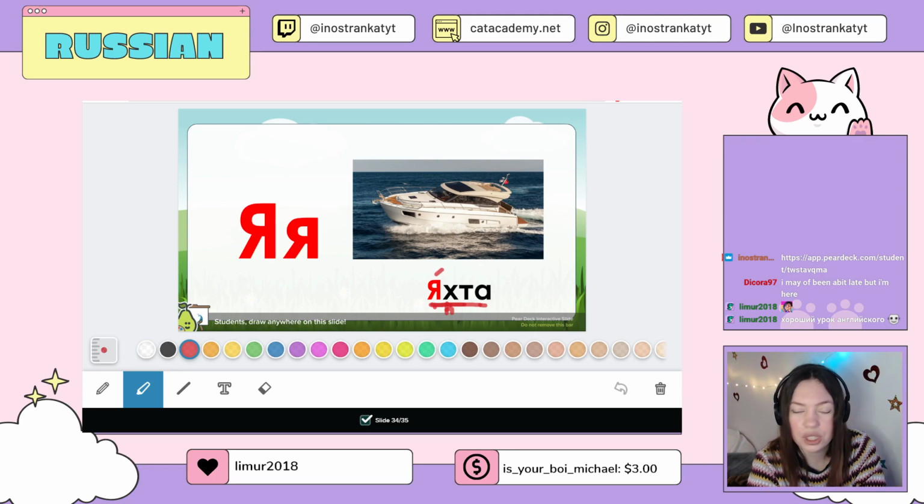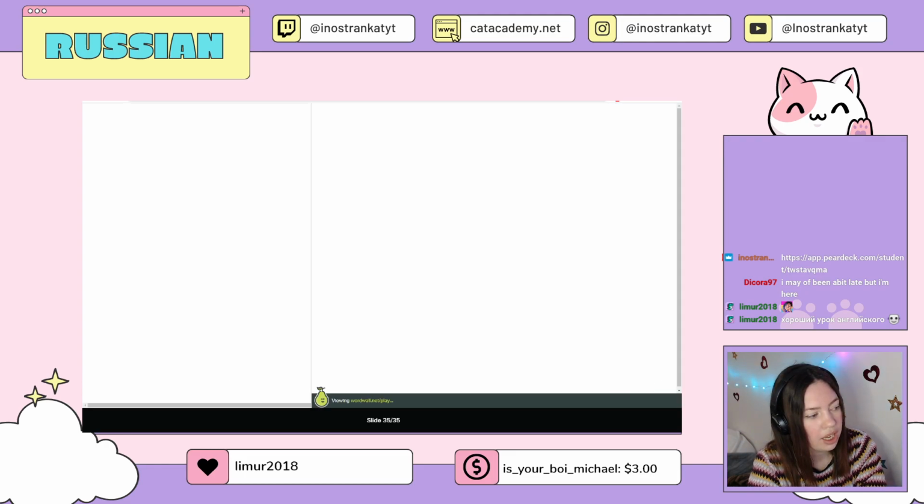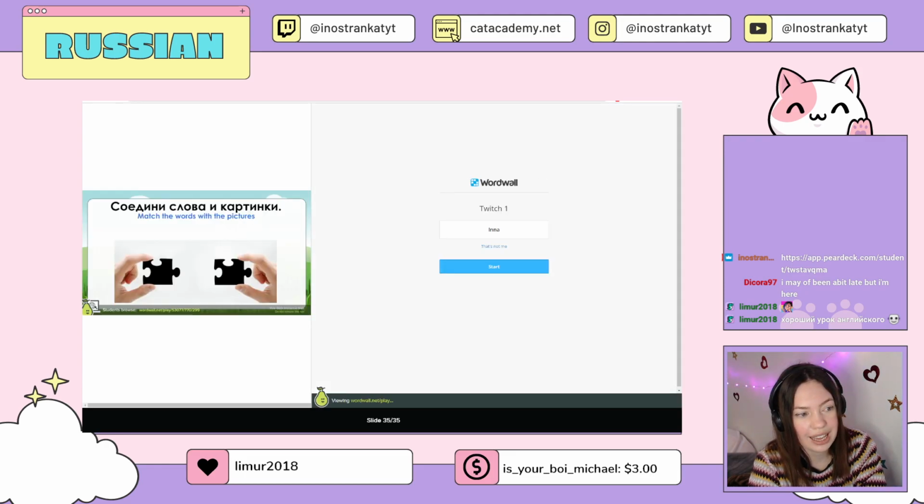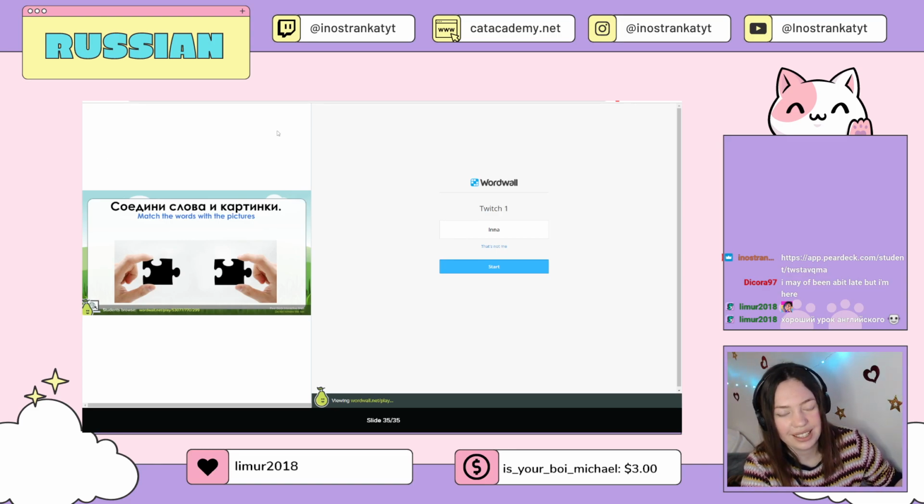I just want to encourage you to think of more words that could be similar between Russian and maybe your language or English. And in this case, I suggest all of you to check this little word wall game where we have to match the words with the pictures. Соедини слова и картинки.